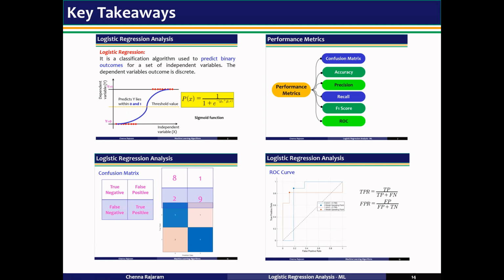The main key takeaways from this video are what is logistic regression analysis, the performance metrics corresponding to logistic regression analysis, and how we generate a confusion matrix and ROC curve.